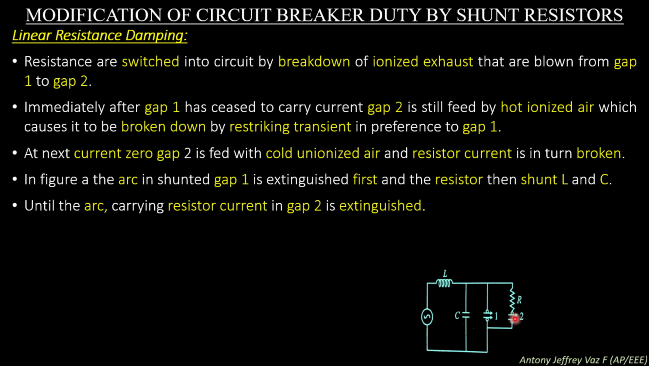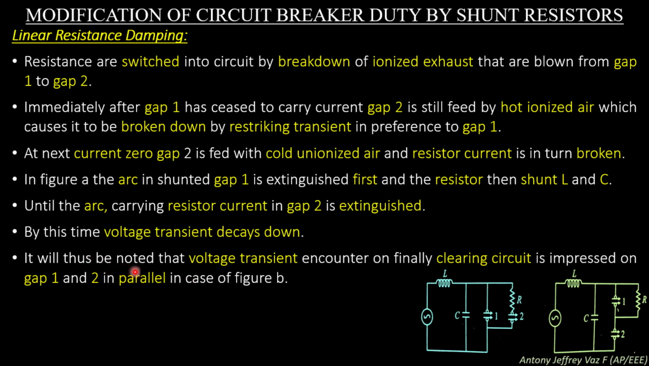Once gap 2 deionizes and the arc is broken in gap 2, at once the resistance current will also be broken. By this time the voltage transient decays down. So while the current is broken, the transient current and the transient voltage decay.